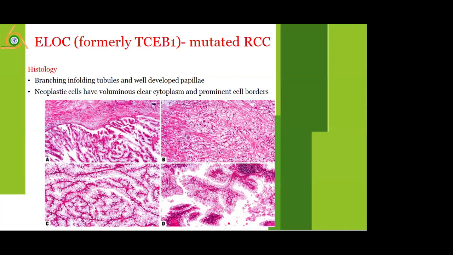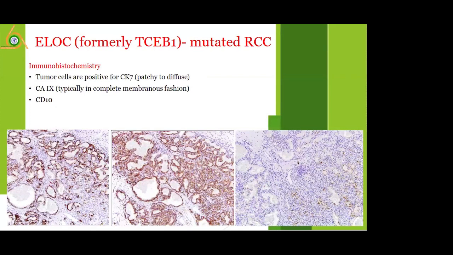Before that, what are the IHC clues to this? These types of RCCs are positive for CK7, patchy to diffuse, and as compared to clear cell RCCs, they have CA9 positivity, which is complete membranous. So apart from complete membranous CA9 positivity, they will also have CK7 patchy to diffuse. CD10 is very sparse. So essentially, the previously seen clear cell RCCs with prominent papillae and fibromyomatous stroma have now been clubbed into this type of RCC, and these RCCs show mutations of ELOC or TCEB1, and hence it has been labeled as a molecularly defined type of RCC.